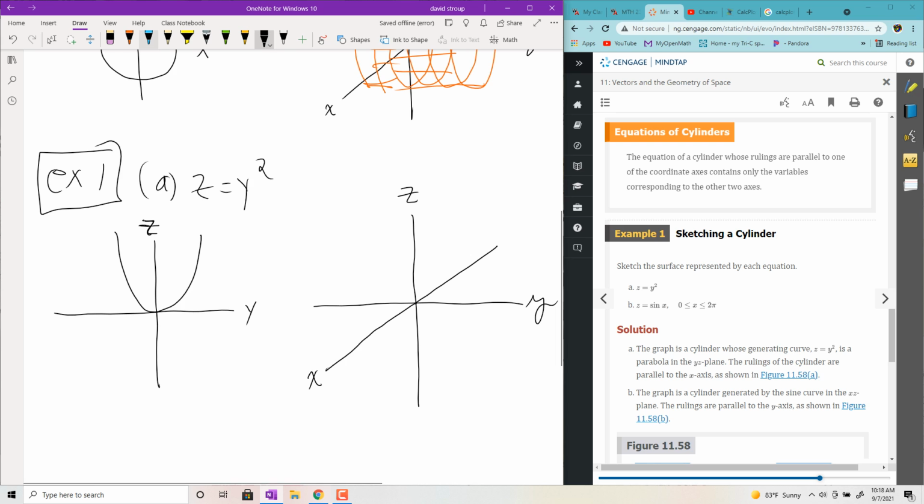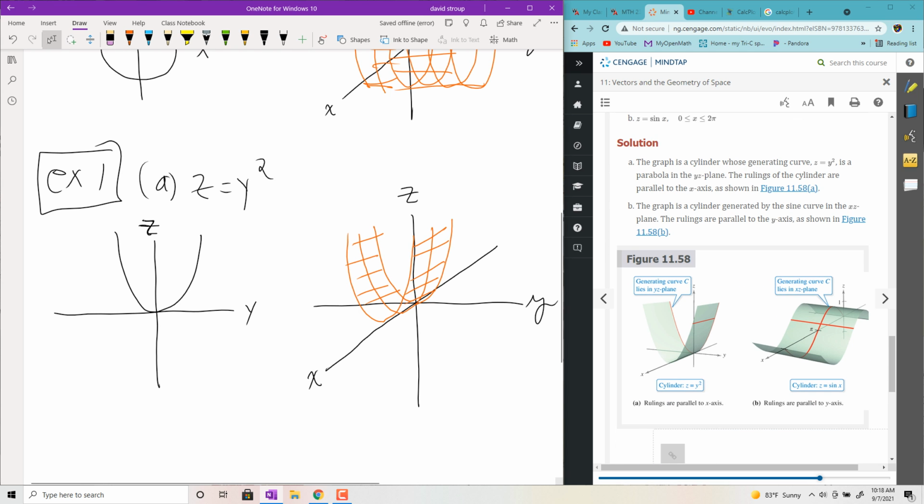Here I'll put it in, I guess, red or something. Here it is in the yz plane, and then to get the full picture, you're just dragging it in this direction. Okay. And you get this kind of object, kind of like a big ramp. Okay, so you see that in figure 11.58.